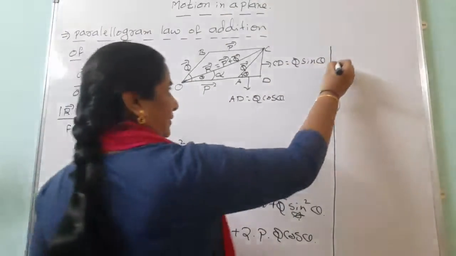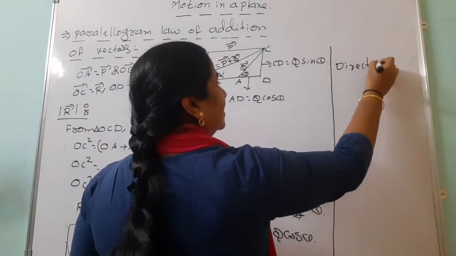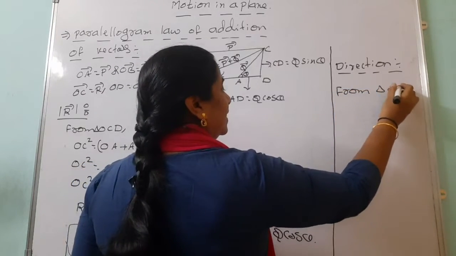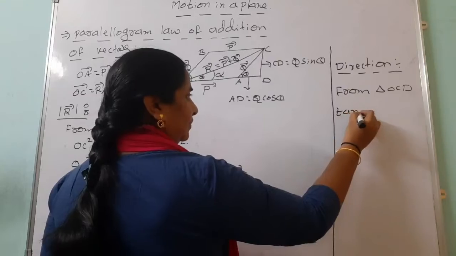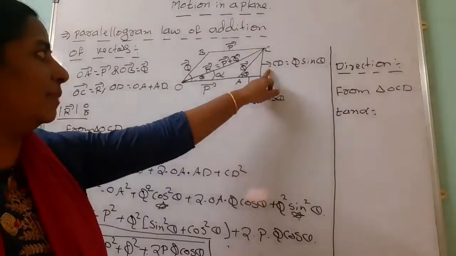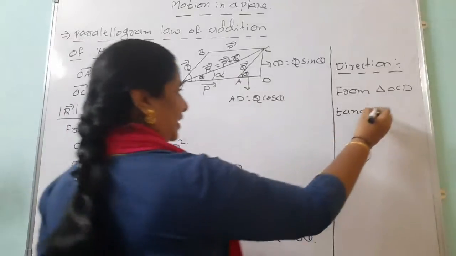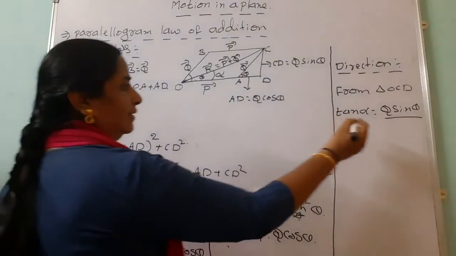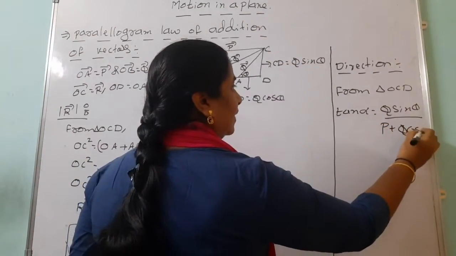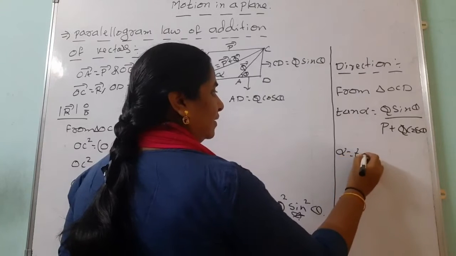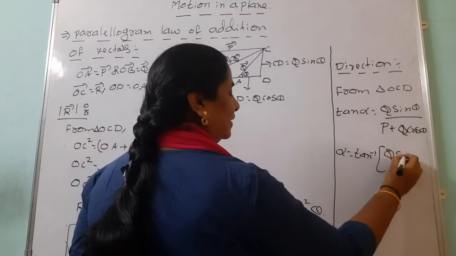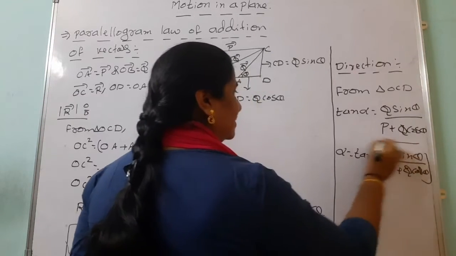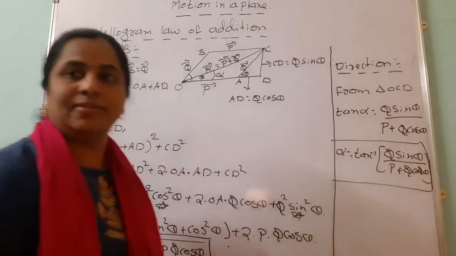One more is the direction. How to find out the direction of this one? Same triangle, from triangle OCD, tan alpha. What is the formula? Opposite by adjacent. Opposite is Q sin theta. Adjacent has two parts: one is P, plus Q cos theta. After that, alpha equals to tan inverse of Q sin theta by P plus Q cos theta. This is somewhat a big answer, but it's very important for final exams.